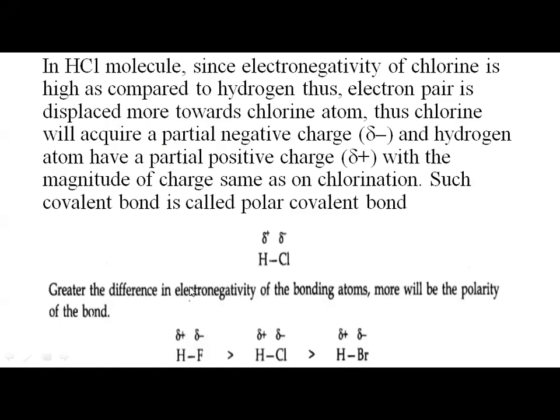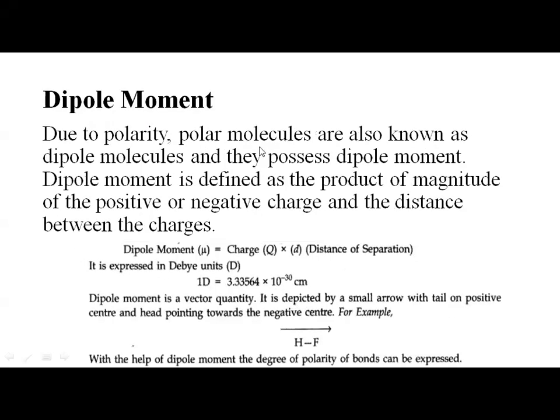So the greater the difference in electronegativity of the bonding atoms, the more the polarity of the bond. Coming to the next one, that is dipole moment. What is dipole moment? When does this concept of dipole moment come? Due to polarity. Polar molecules are also known as dipole molecules. Dipole means two poles, positive and negative, and that comes only when polarity is there, yes or no?